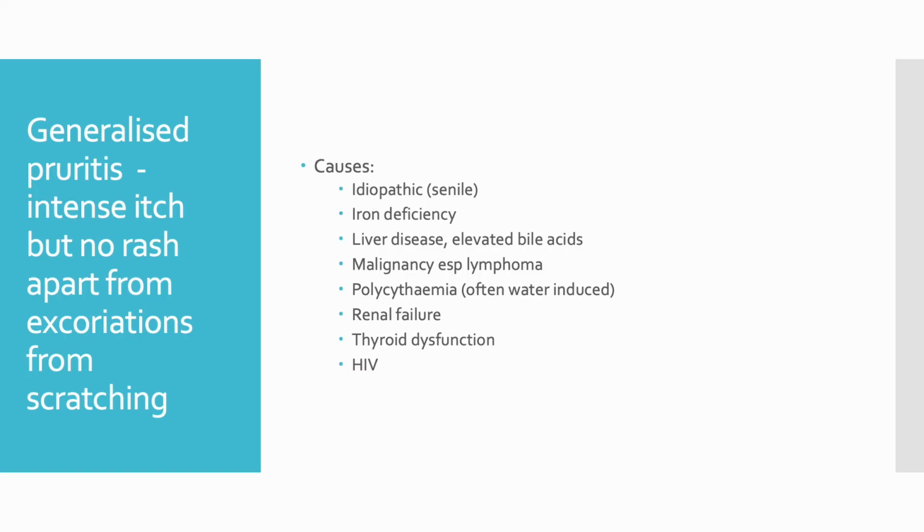It can occur in polycythemia, and often the itch then is water-induced or aquagenic pruritus. It can occur in renal failure and also hypo or hyperthyroidism, and globally one of the commonest causes of generalized pruritus is HIV. Importantly, malignancy can be at the bottom of generalized pruritus, particularly lymphomas, so patients need to be investigated thoroughly to exclude all of these metabolic conditions and to look for a covert malignancy.